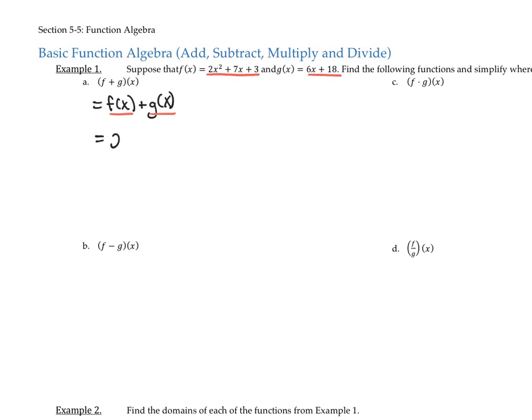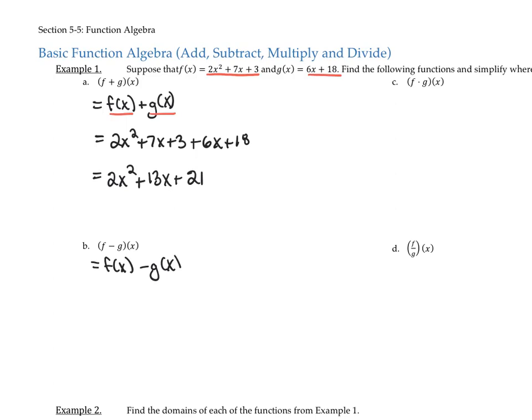So this should just be 2x squared plus 7x plus 3 plus 6x plus 18. We'll go ahead and simplify by combining our like terms, and that's it. Similarly, on part B, we need to understand that the notation is asking me to subtract the two outputs of the functions. So we're taking f of x and subtracting g of x.